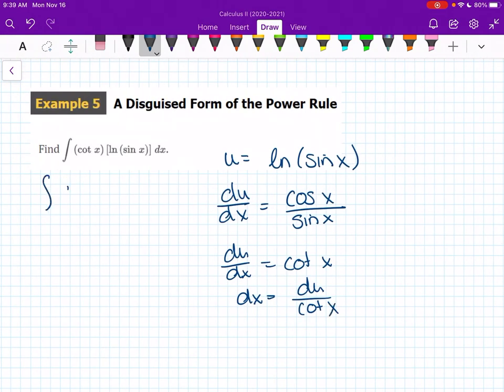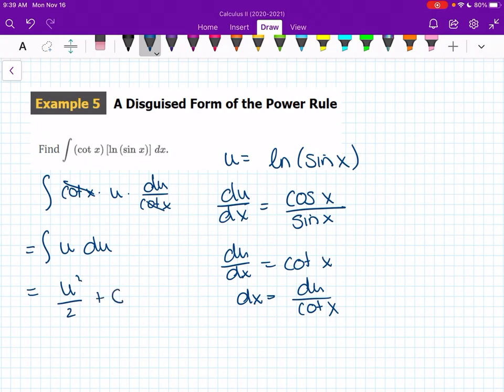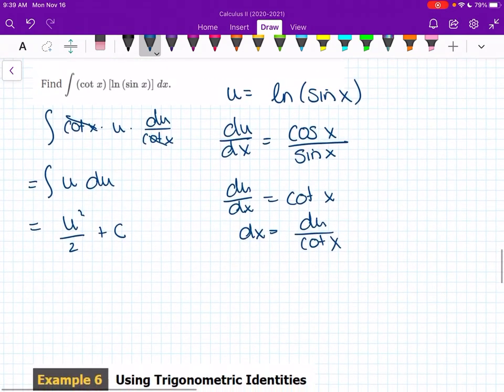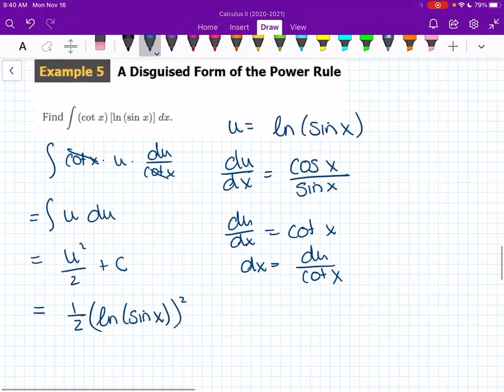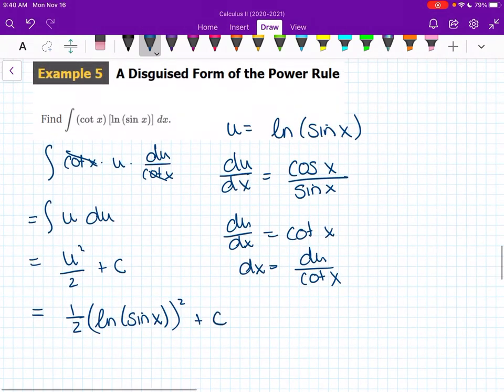So now I have the integral of cotangent of x times u times du over cotangent of x. My cotangents cancel. So now I just have u du, which is going to be u squared divided by 2 plus c. And then I'm going to go ahead and substitute back in my u. So I have 1 over 2 times natural log of sine of x, and all of that gets squared plus c.